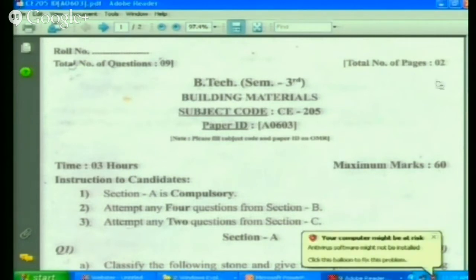See, I am taking up this building material paper. Are you able to read what is written on the screen? Yes, the audience members? Yes, ma'am.